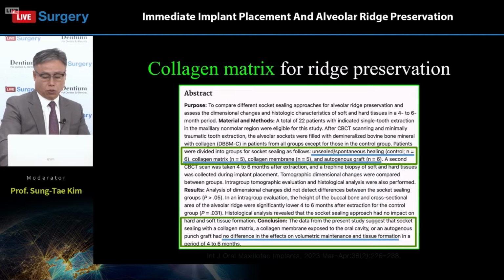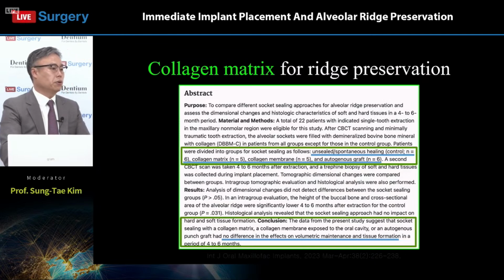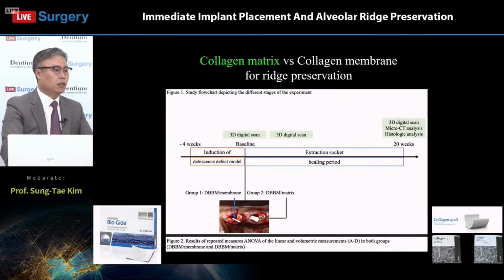And they found no difference. Then, yeah, we can choose whatever we want: collagen matrix, collagen membrane, or free gingival graft. But nobody wants the additional donor site. Therefore, we have to choose collagen matrix or collagen membrane. I think in my clinical experience, collagen matrix is better than collagen membrane.